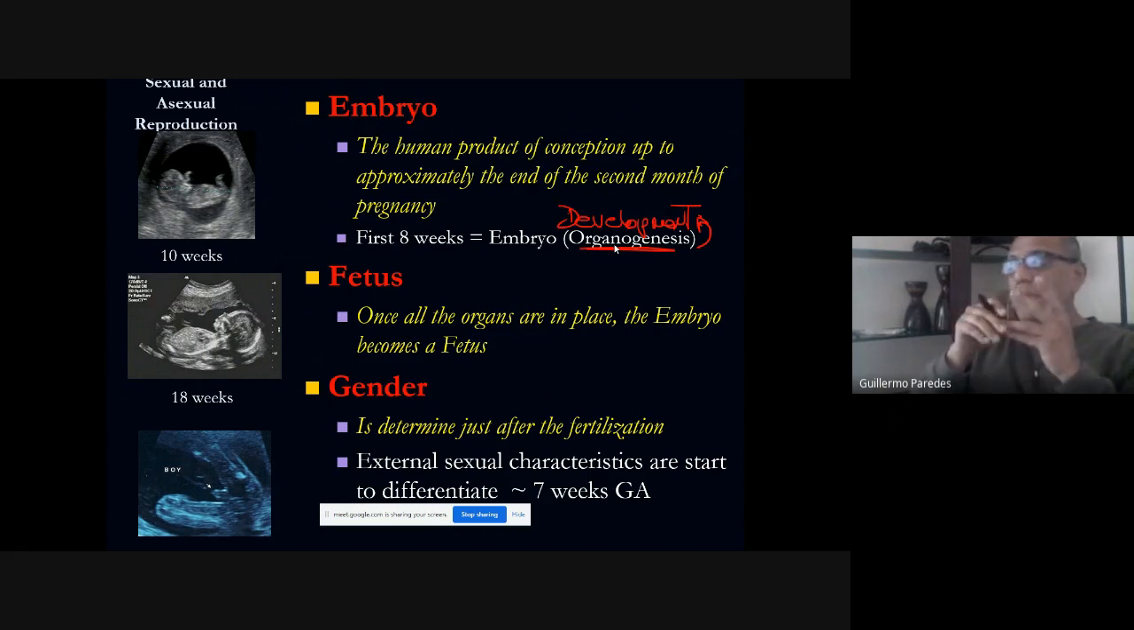So what does that mean? That means the development of the embryo. Development of the embryo, what is that? Organogenesis. What is organogenesis? The formation of the anatomy and physiology. So it's like a cycle. Everything is actually similar. Embryo, up to 8 weeks. Fetus, all the systems are already formed, and what they need to do is just increase in size. That is after 8 weeks of gestation.